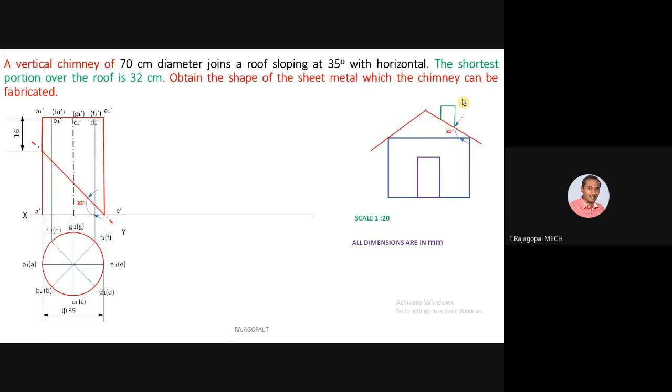So you see the chimney, how it is. This is the shortest portion. It holds 32. Okay, friends. We finalized the simple portion as well as the section plane. Now we have to obtain the shape of the sheet metal, nothing but our development. In a prism, here also the parallel line development method. Even though it is the parallel line development method, there is a difference between your prism and which one? Cylinder.